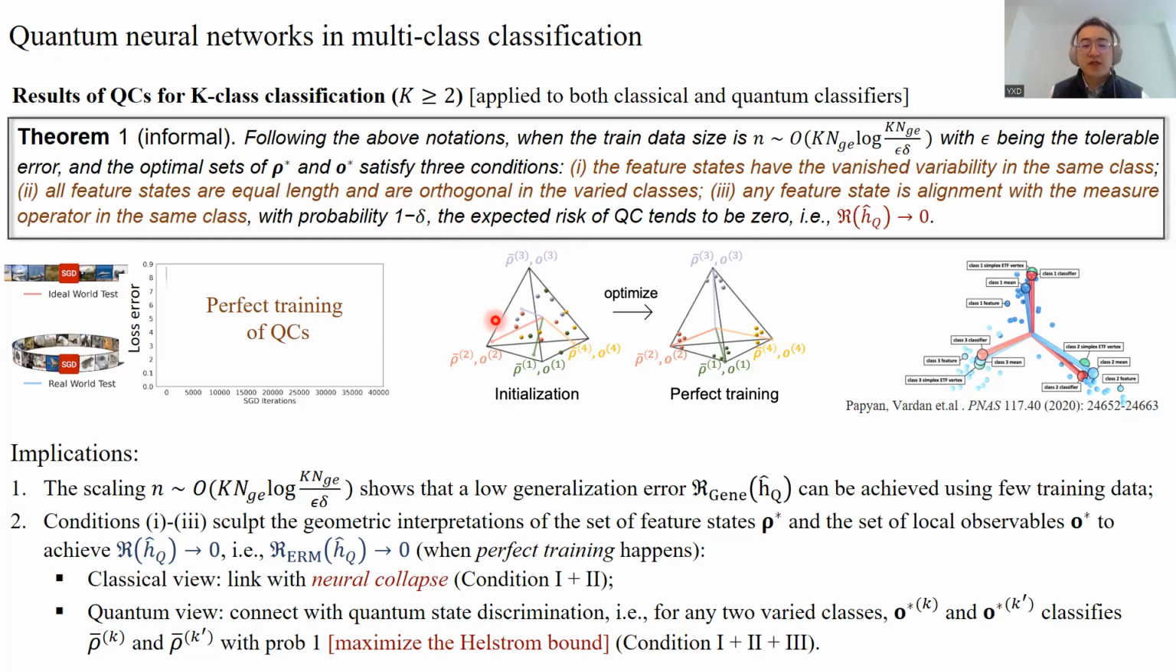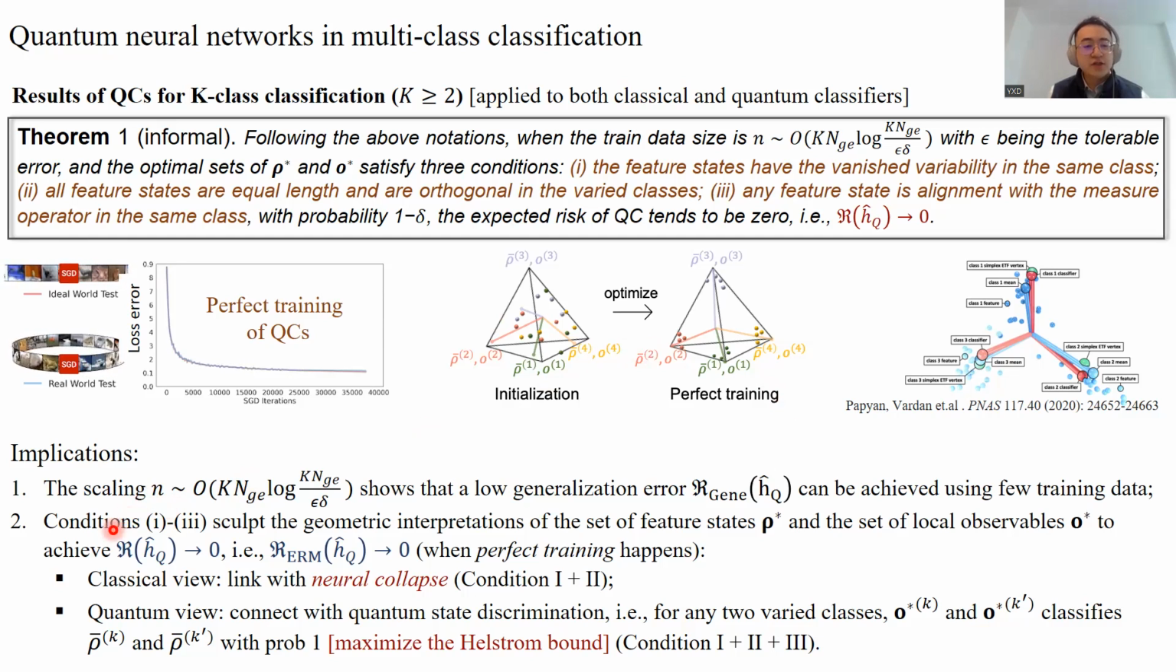And this has many implications with the results in both classical deep learning theory and some quantum information theories, as listed here. The first thing I want to address is the scaling behavior of the training data sets. As we can see, it's not too bad because N only polynomially depends on the number of classes and the number of encoding gates. It means that we can get a very low generalization error, even when only a few training data are available. So this is good news.